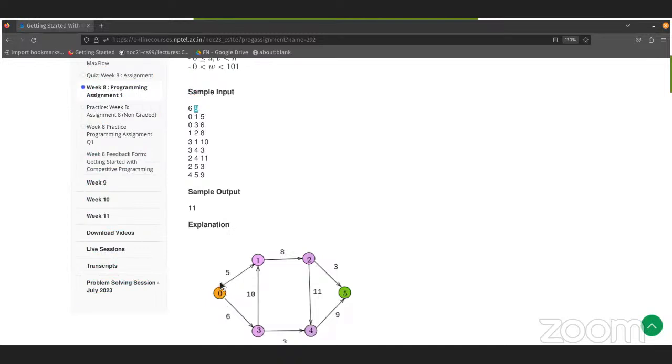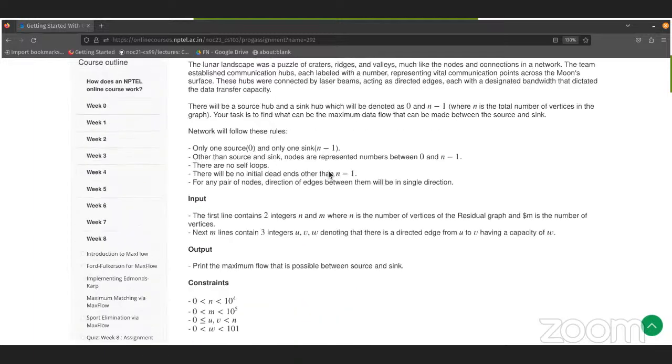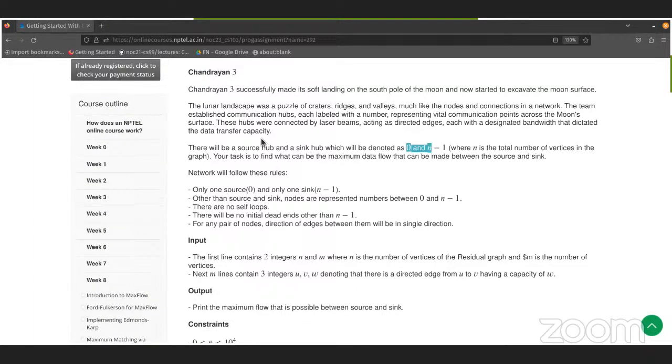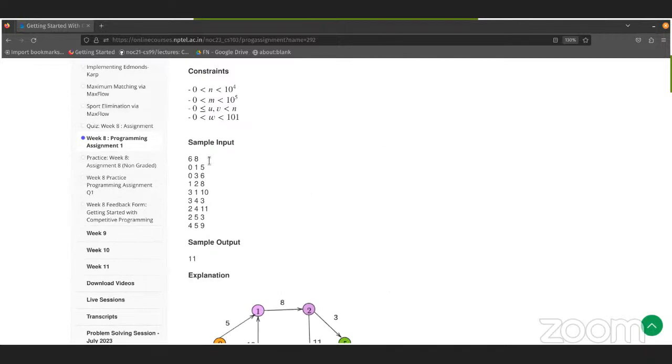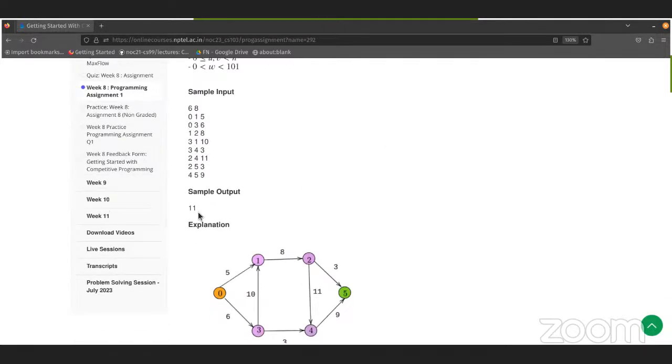We can straightforwardly say that 0 is the source and 5 is the sink, because we already said that 0 and n-1 are the source and sink of this graph. Now we have edges which connect: 0 to 1, there is an edge; 0 to 3, there is an edge; 1 to 2; 3 to 1; 3 to 4; 2 to 4; then 2 to 5; and 4 to 5.